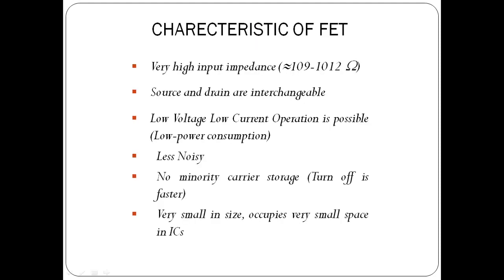Let us now look at some characteristics of field effect transistor. It has high input impedance in the range of 10^9 to 10^12 ohm. The source terminal and the drain terminal are interchangeable. In this case, low voltage, low current operation is possible. It is less noisy, with no minority carrier storage. It is very small in size, therefore it occupies small space in integrated circuit design.